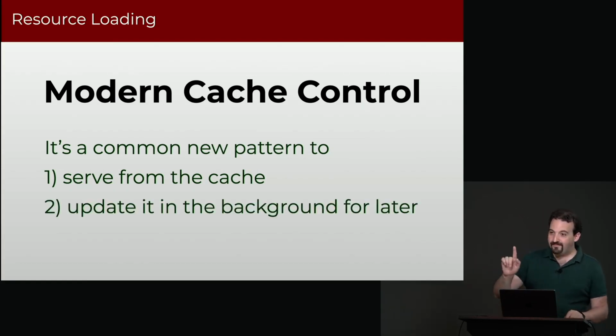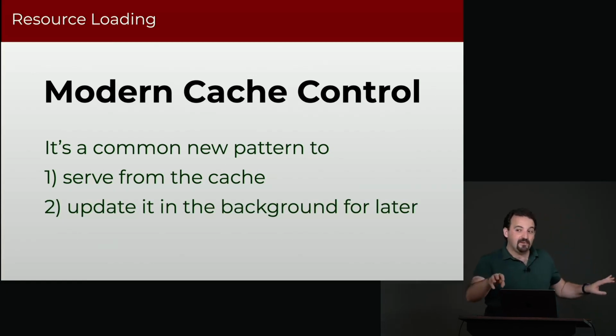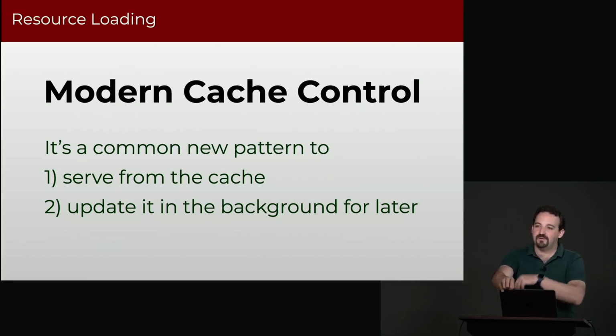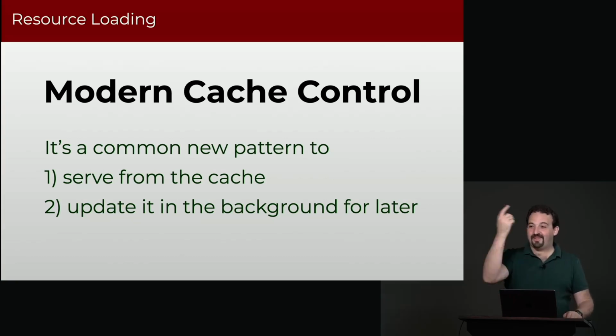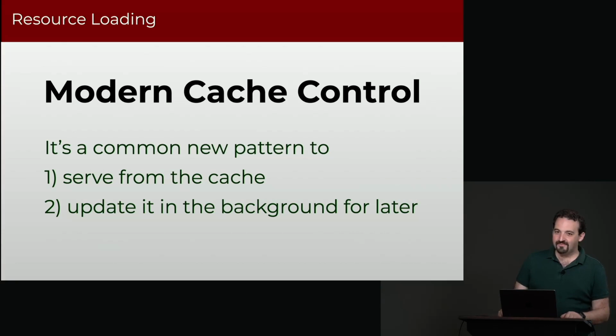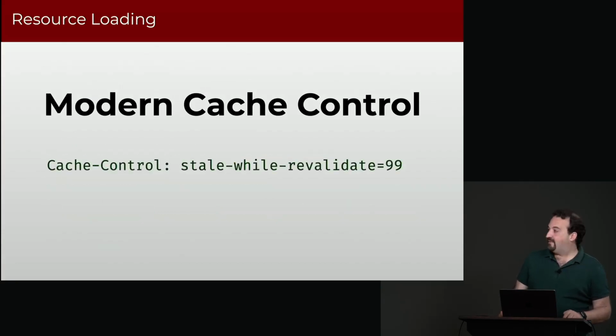But also, in the background, as a completely separate thread and process, I will go to the server and download the logo again and save it in the cache. I'm not updating it for you, for this navigation. It's for the next one. Does it make sense? That has a name. It's called stale-while-revalidate.